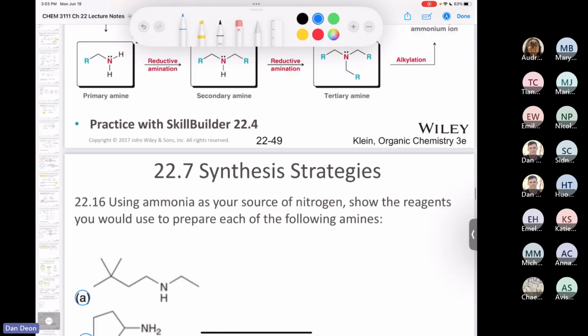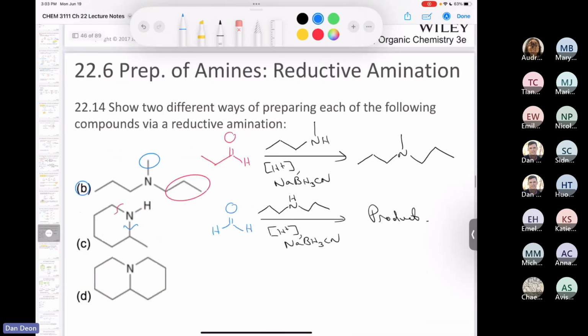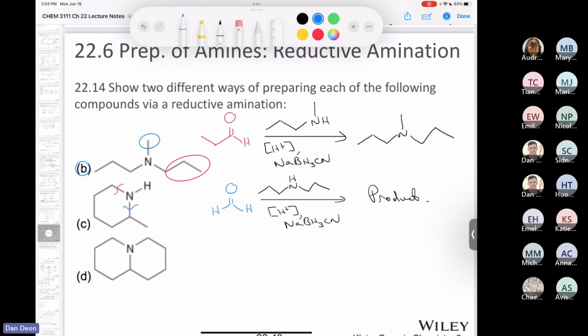So again, when we come back, we're going to tackle these practice problems starting with 22.14c.